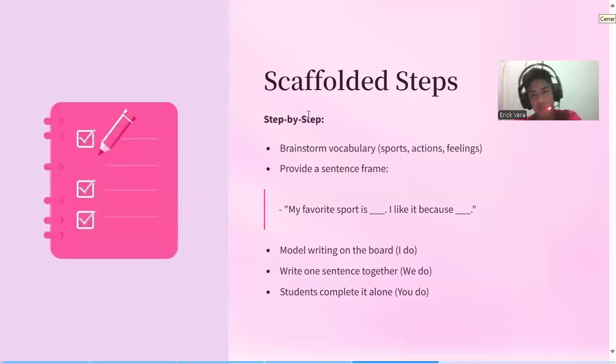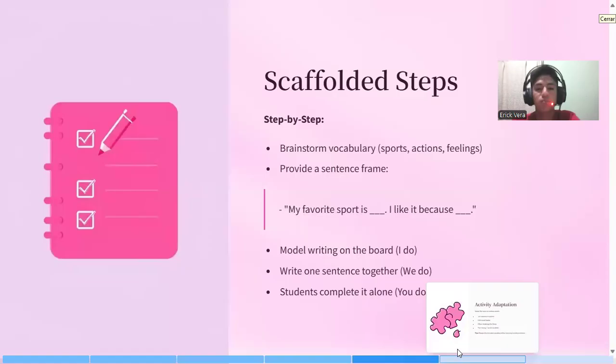The students are going to complete it with their preference. For example, the sport is going to change. If I put soccer on the board, the student may put table tennis or baseball, the ideas that they think of. That is part of the you do in isolation.